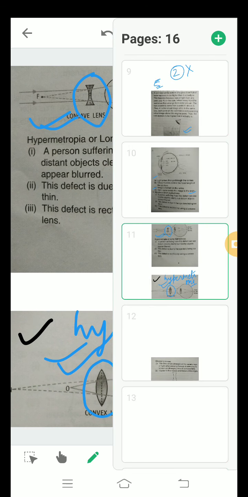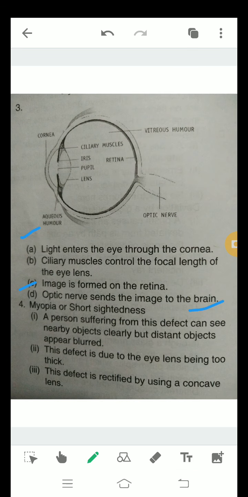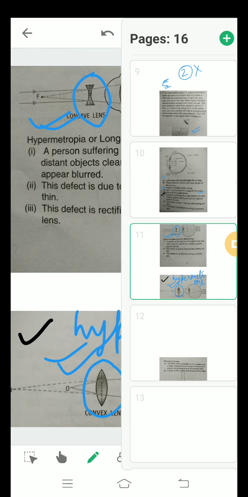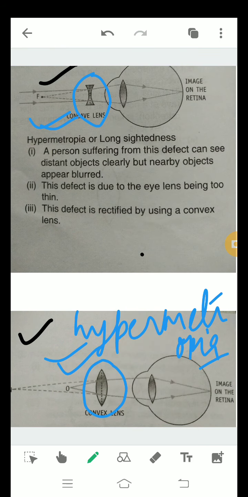Now, myopia. You can say myopia is short-sightedness also, because a person suffering from this defect can see nearby objects clearly, but distant objects appear blurred. This defect is due to the eye lens being too thick. This defect is rectified by using a concave lens. The answer is here, and the diagram of this answer is on the next page. This is the diagram of myopia. Upper one is myopia and lower one is hypermetropia.